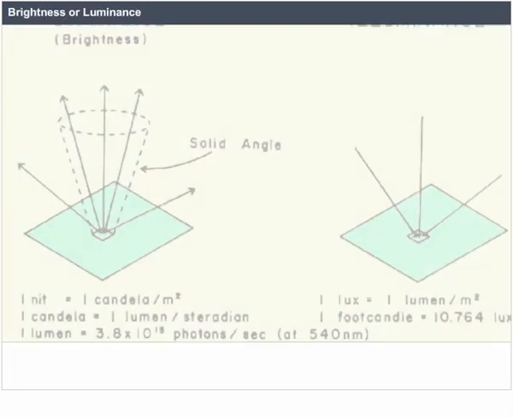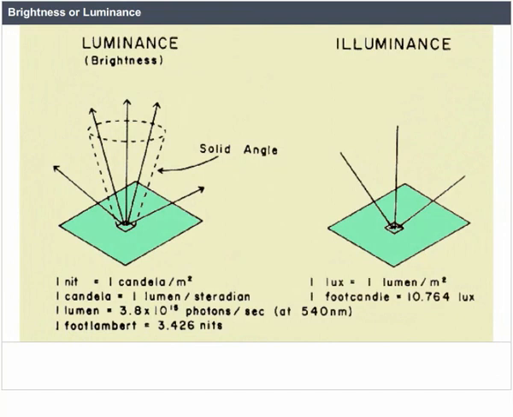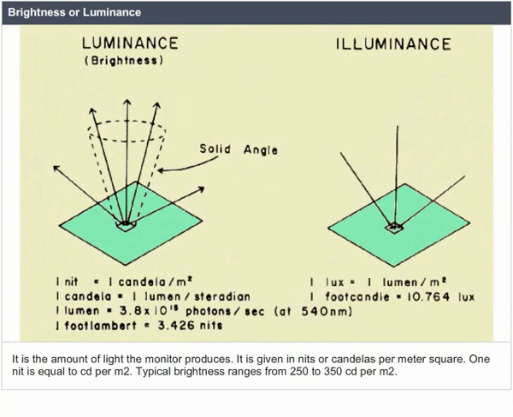Brightness or luminance. It is the amount of light the monitor produces. It is given in nits or candelas per meter squared. 1 nit is equal to 1 CD per meter squared. Typical brightness ranges from 250 to 350 CD per meter squared.